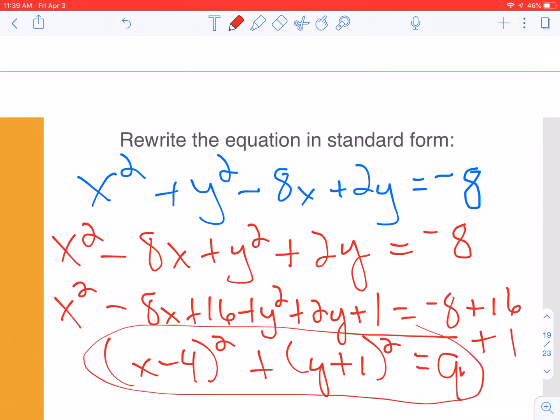That was a quick lesson on completing the square. Rewind it, pause it, ask us questions if you need help, and we'll be there to help you.